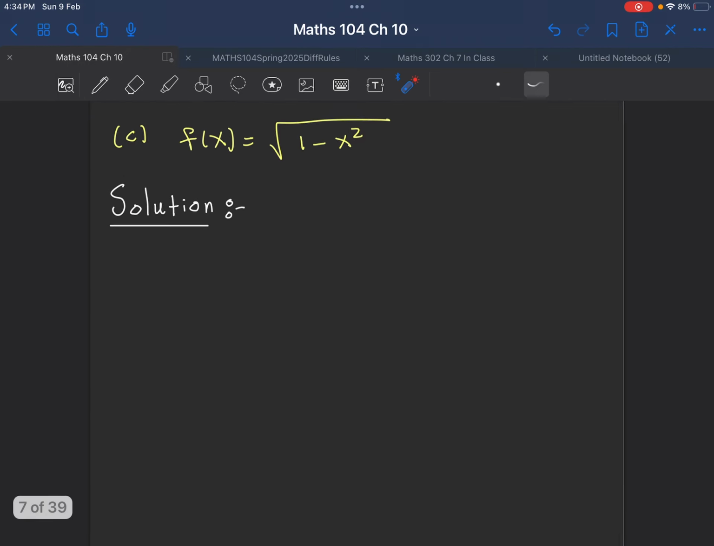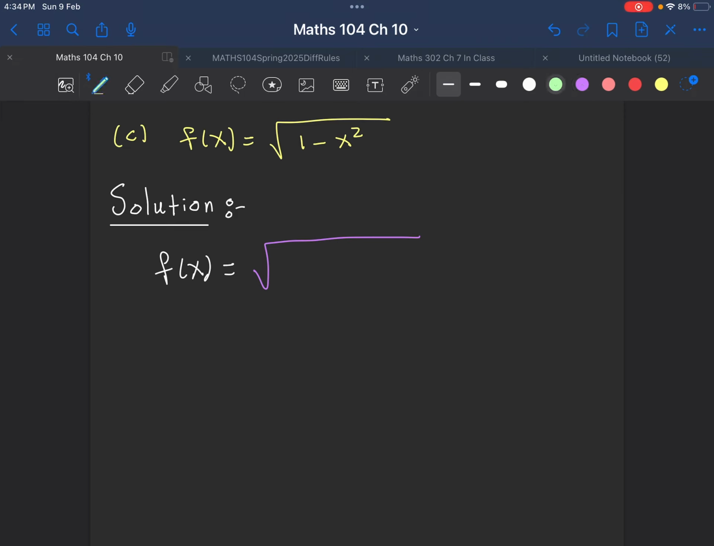Next question is, again, we need to find the critical number for this function. However, this function, f of x, we can write it as an outer function, which will be the square root, and an inner function, which is this one.